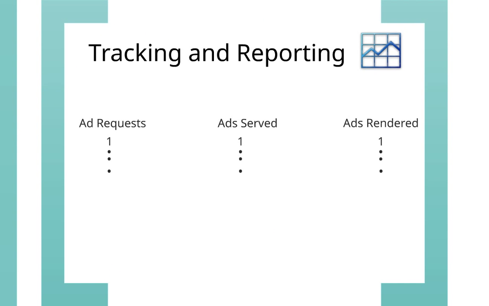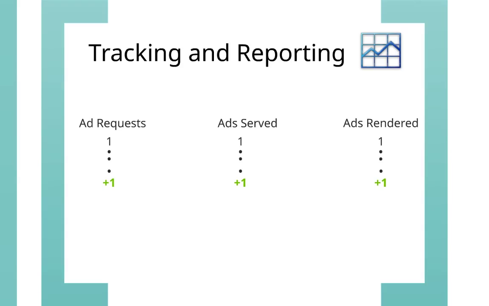So remember, the first event is the ad request. So +1 for the ad request hitting our system. We actually ran the auction and picked the winner and served it. That's the second event. So we're going to +1 for that. The ad actually got rendered, so +1 in the ads rendered column.